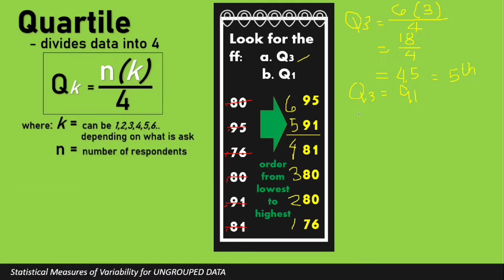So, quartile 1 equals the number of respondents, 6, times 1 because 1 is being asked, divided by 4. So, 6 times 1 equals 6 over 4. So, 6 divided by 4 equals 1.5. So, 1.5, you have to round up. So, 2, or the second rank. So, what is the second value here? We have 80. Quartile 1 is 80.